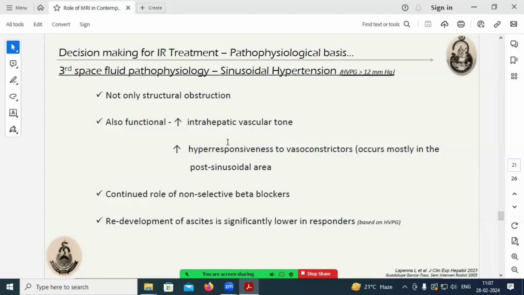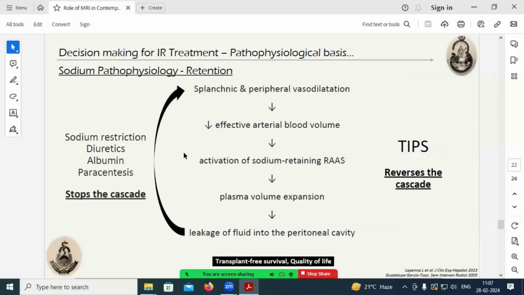It is because of the hyperresponsive vasoconstrictors that are circulating, as well as the overall increased vascular tone, and therefore the role of non-selective beta blockers. So as radiologists, as interventional radiologists, we should also try to understand how to taper, how to calibrate, and how to manage the dose of non-selective beta blockers.